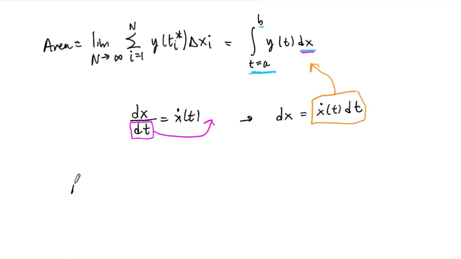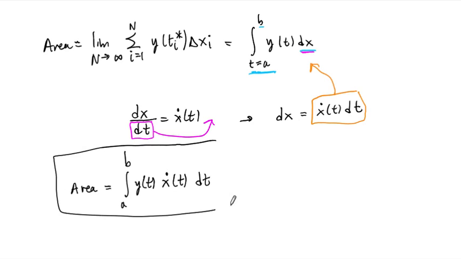All right, and what we end up with is this formula for the area bounded below a curve. So between the curve and the x-axis, the area is going to be equal to the integral from a to b, where now these are the boundaries in the t direction, of the function y of t times the function x dot of t times dt. So this is the formula for finding the area bounded between the curve and the x-axis.